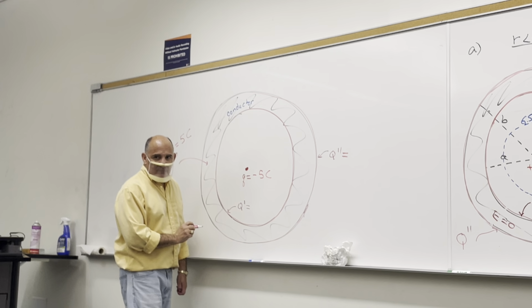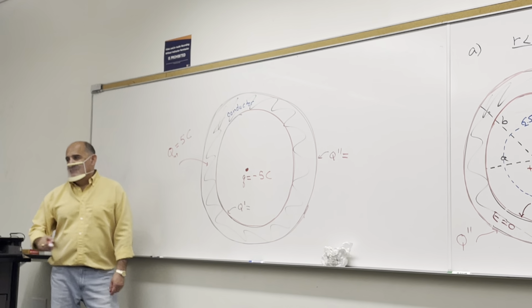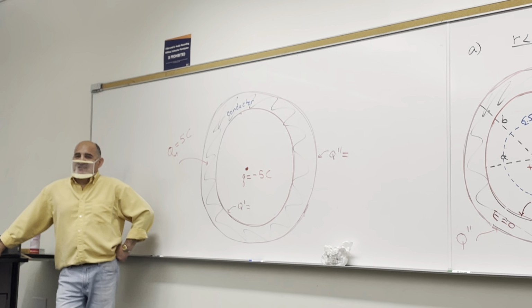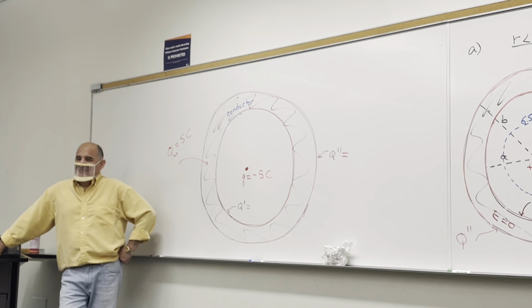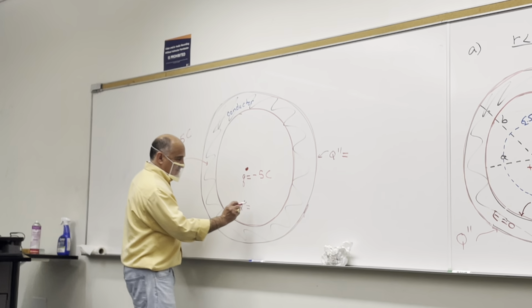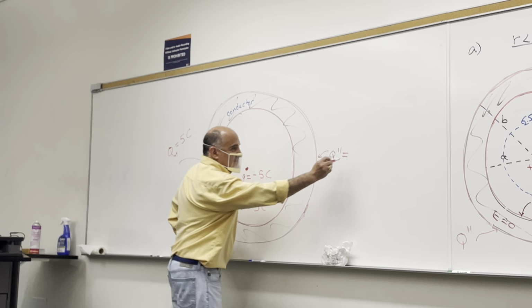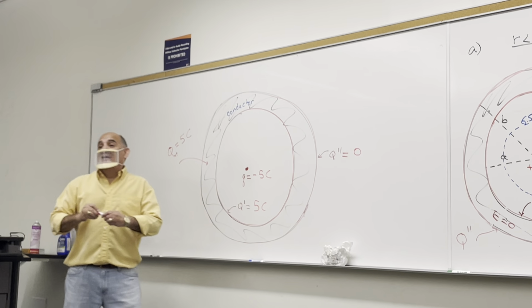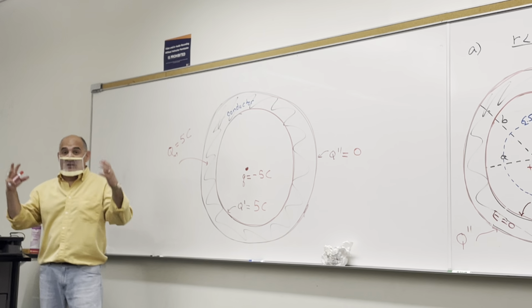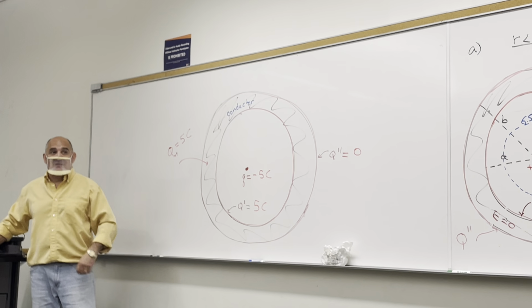5 and 0. This is when all the charge in the conductor is going to be drawn into the inner surface with nothing on the outside.